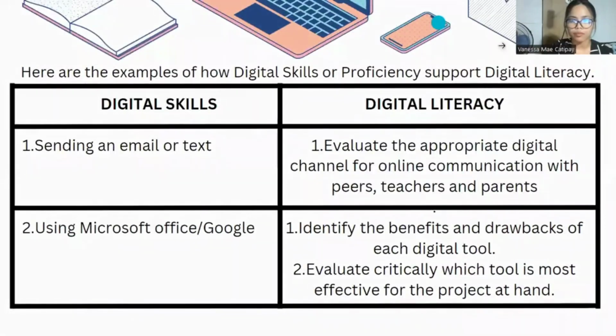Here are examples of how digital skills or proficiency support digital literacy. The first one is sending an email or text. In the literacy, evaluate the appropriate digital channel for online communication with peers, teachers, and parents. The second one is using Microsoft Office or Google. In the literacy, identify the benefits and drawbacks of each digital tool. Also, evaluate critically which tool is most effective for the project at hand.